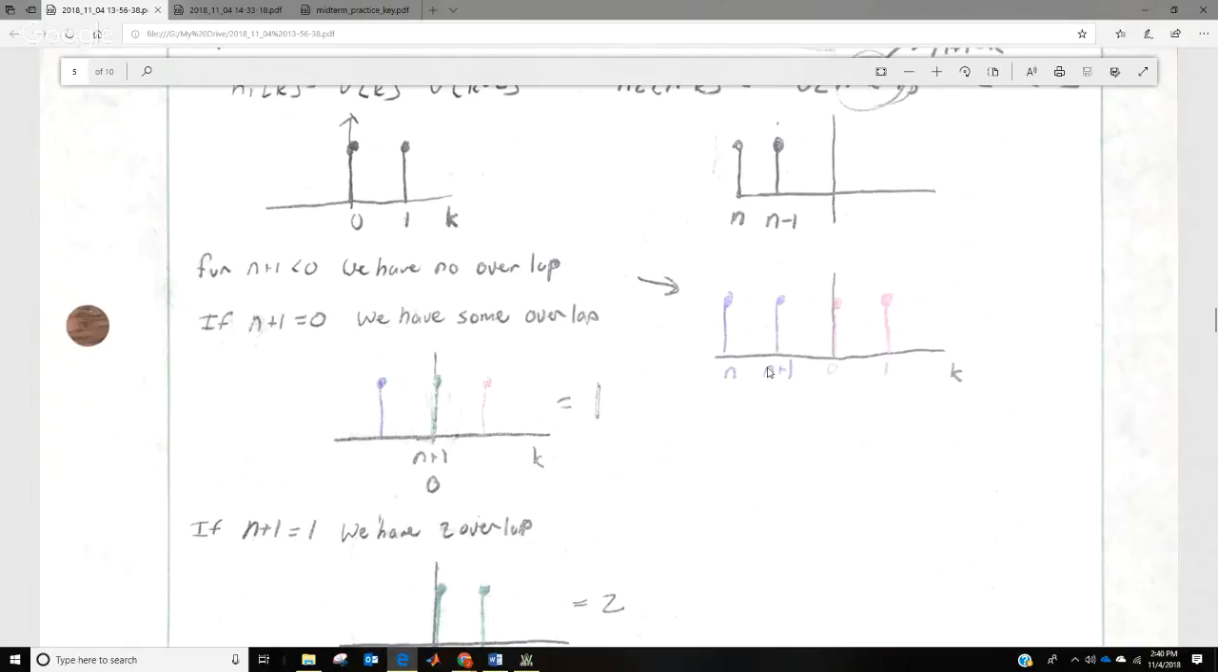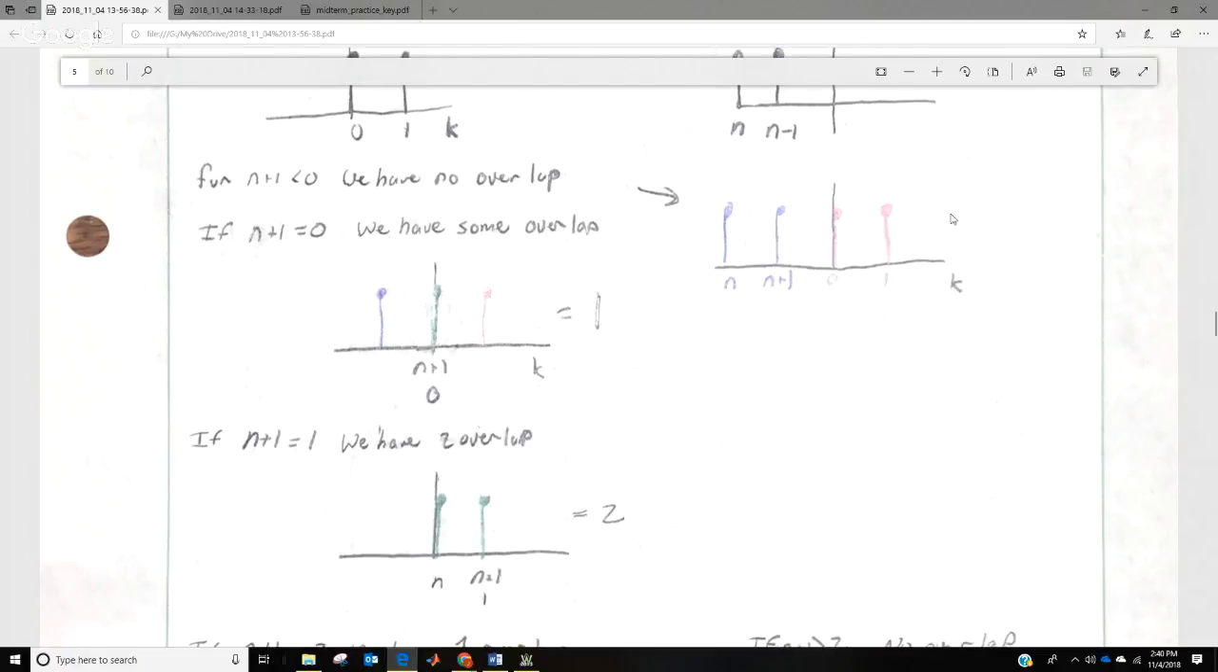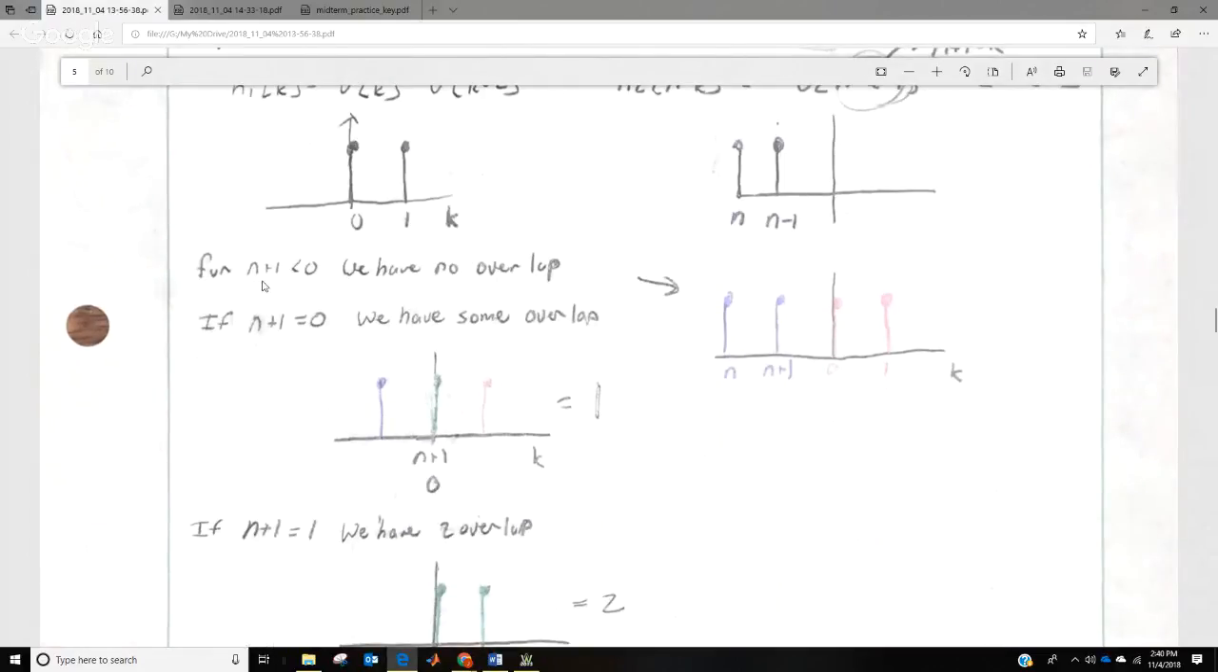N plus 1, we'll look at the different time scales. This is when n plus 1, this leading edge, is less than 0. So that's your k value. So n plus 1 plus k less than 0. You're over here, and this is h1 of n. This is h2 of n. So there's no intersection, so the answer is 0.